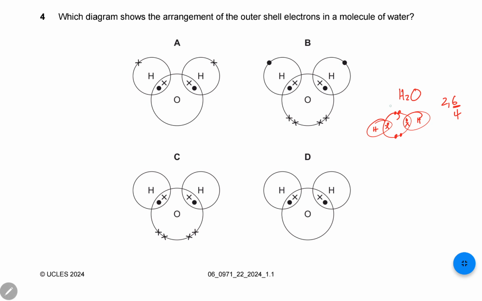So we are looking for a structure where 4 electrons are surrounding the oxygen. Even here they are there, even here they are there. But do you know why B is wrong? There's an electron in the hydrogen, which is impossible. Here there's nothing in the hydrogen, the same way we have drawn it, meaning C is the correct answer here.